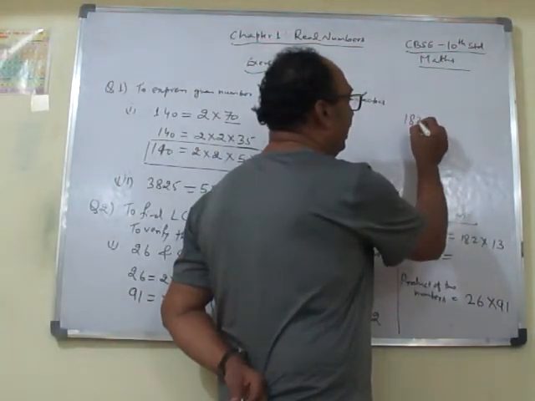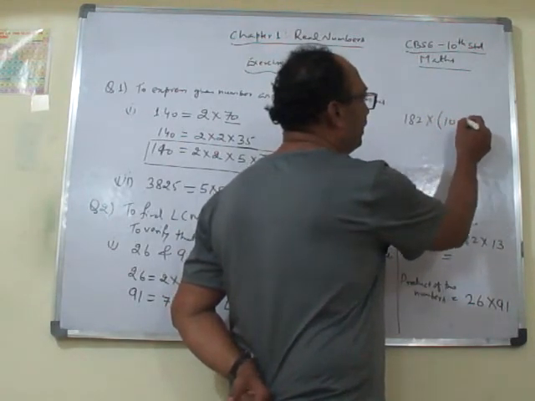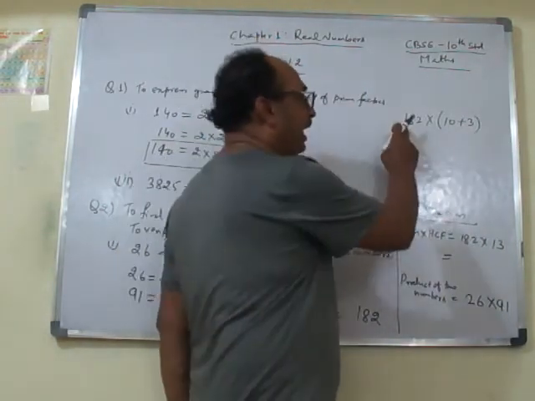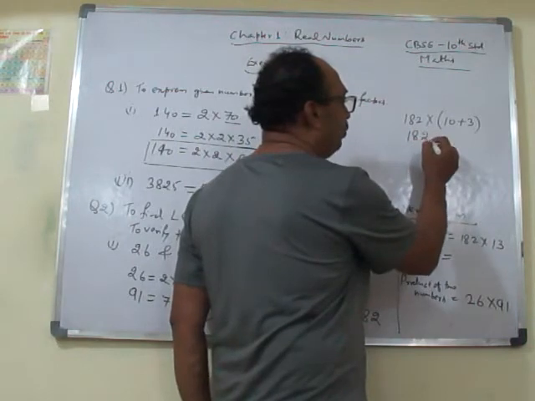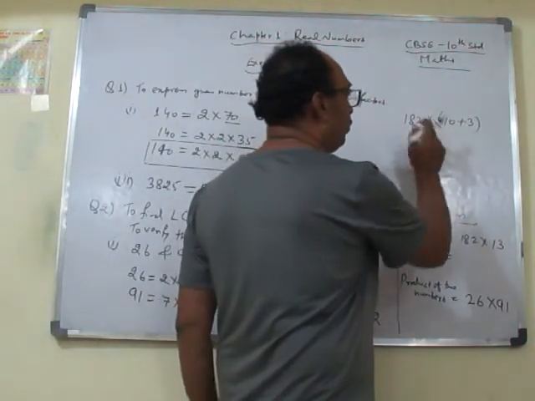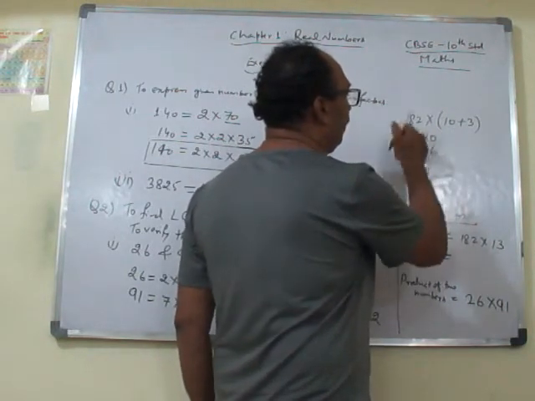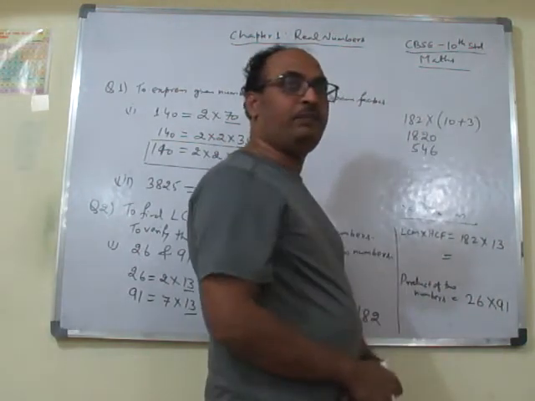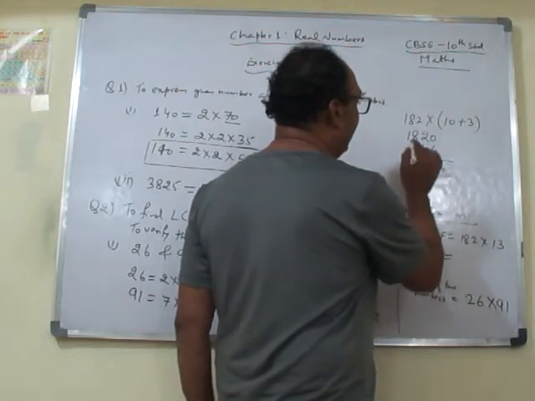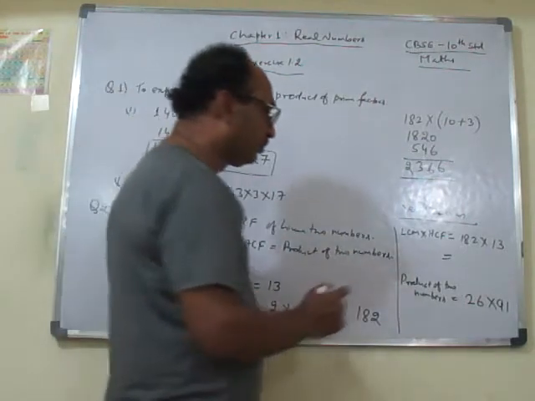How will we find it easily? We will write 182 into 10 plus 3, since 13 can be written as 10 plus 3. 182 into 10 is 1820, easy. Then we multiply 182 with 3. 3 into 2 is 6, 3 into 8 is 24, then 3 into 1 is 3 plus 2 is 5. Just add it: 6, 6, 8 plus 5 is 13, and 1, 1, 2. So the answer is 2366.